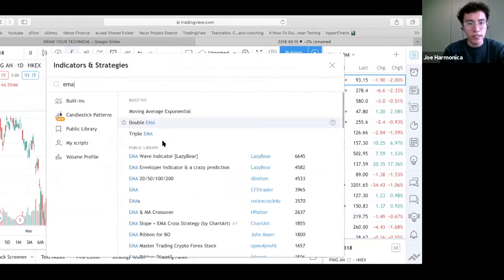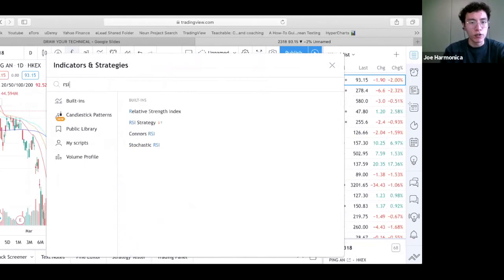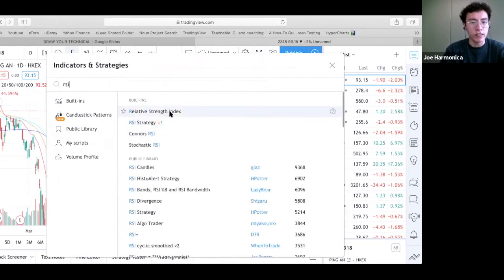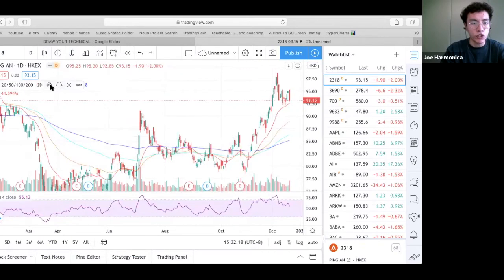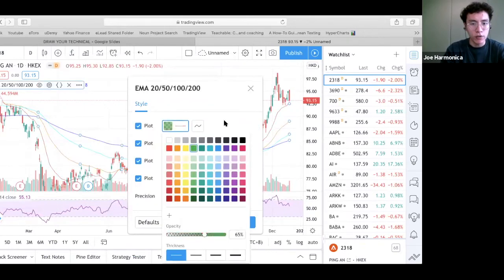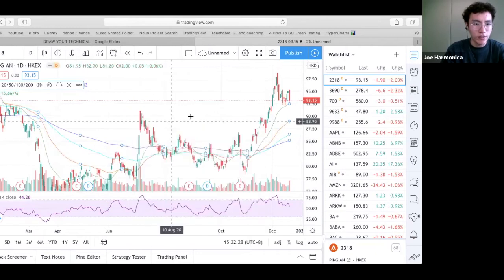Let's add our EMA in, all right? EMA 20, 50, 100, 200. Then also RSI, Relative Strength Index. And I prefer to change my EMA colors. I will always use green for 20, red, blue, followed by purple. This is just my preference, okay?